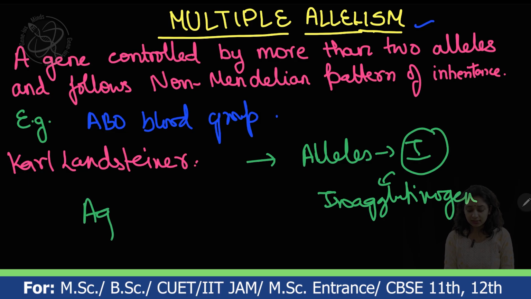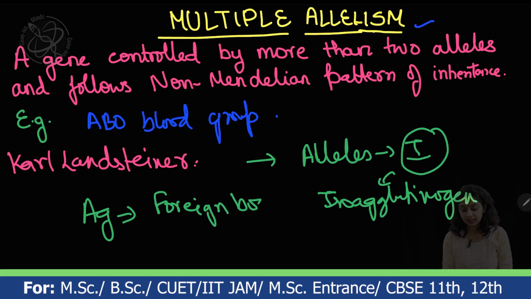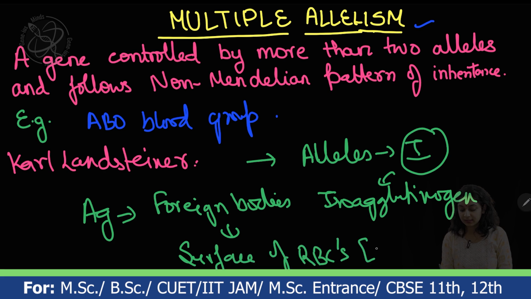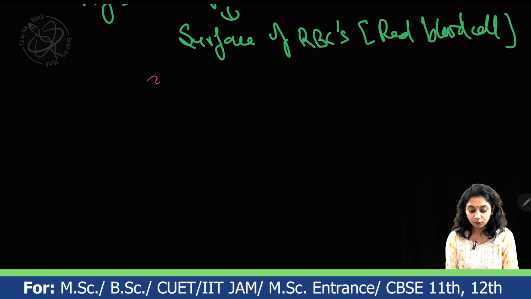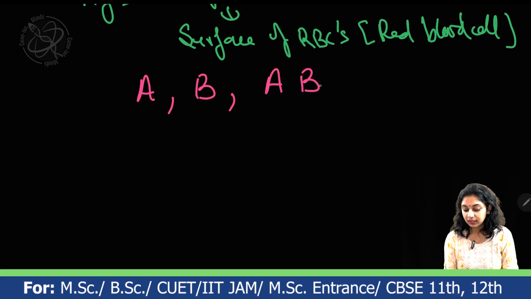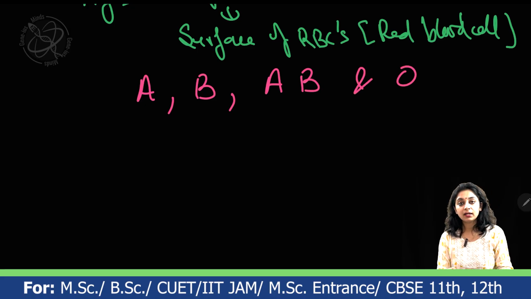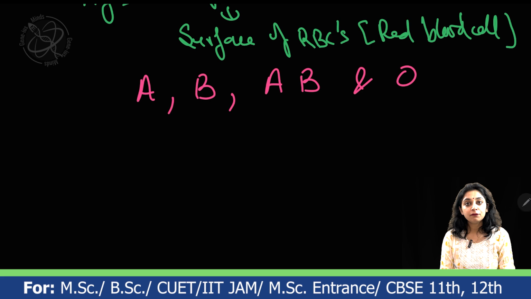Now, what are antigens? Antigens are foreign bodies. Here in this case, they are the substances present on the surface of your RBCs. RBCs are red blood cells. Based upon the presence of antigen, the blood grouping is classified. Now let's see how exactly it is done. Basically we have four different types of blood group: A, B, AB and O. All of them are governed by alleles. Now what are the different types of allele?